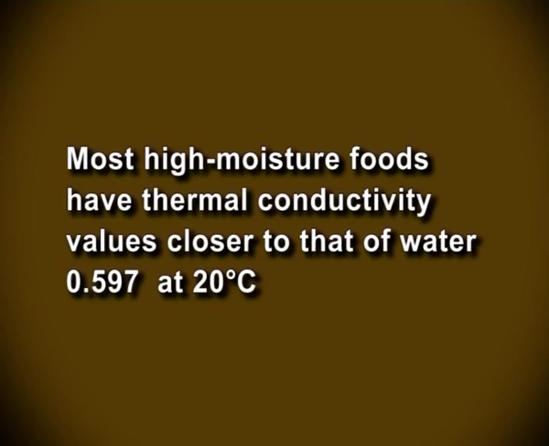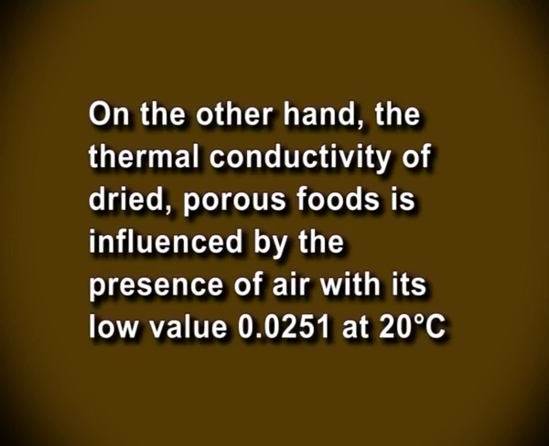Most high moisture foods have thermal conductivity values closer to that of water, that is 0.597 at 20 degrees Celsius. On the other hand, the thermal conductivity of dried porous foods is influenced by the presence of air with its low value, and the thermal conductivity of air is 0.0251 at 20 degrees Celsius.